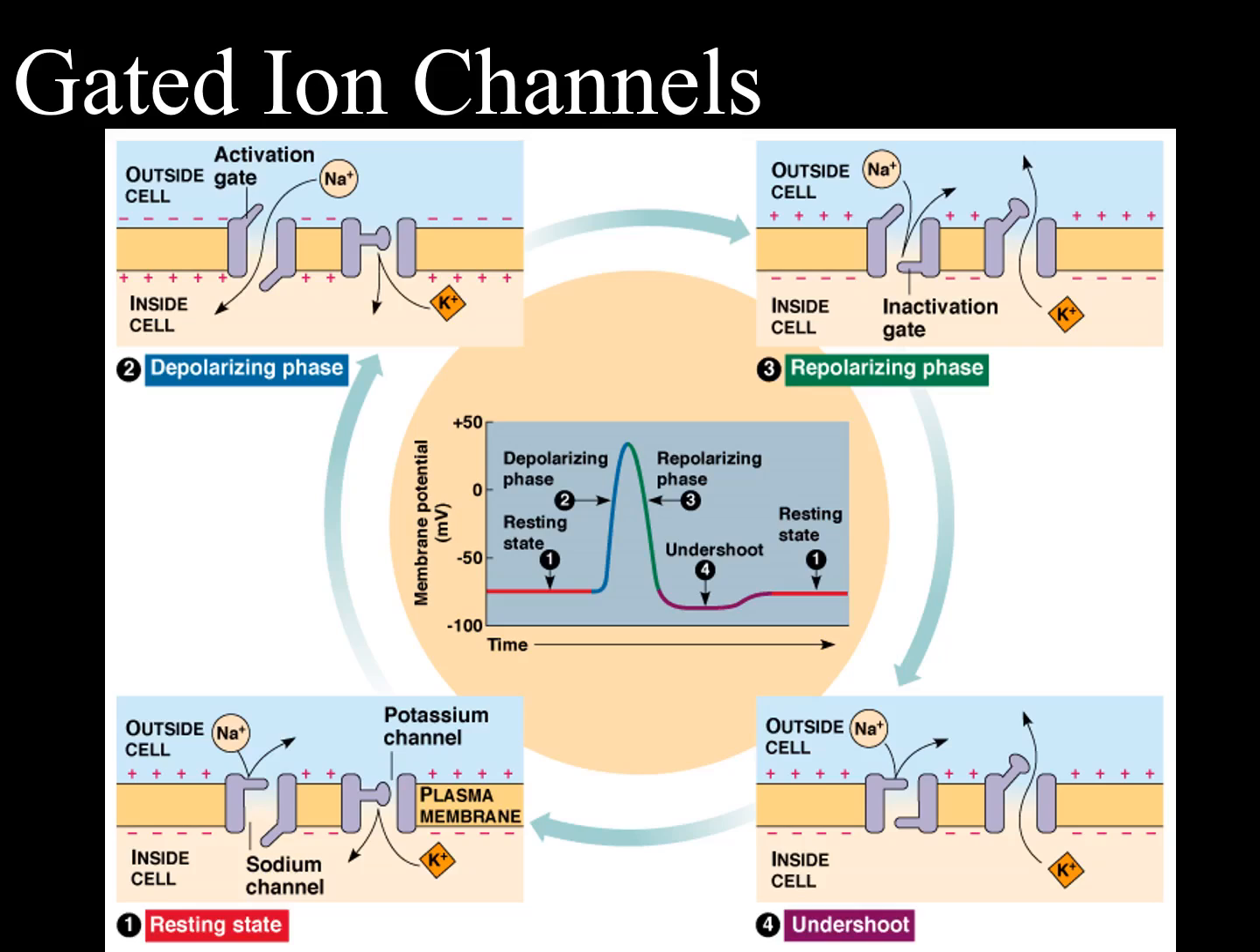The other thing about an action potential is that when an action potential is happening, you can't start another action potential. A neuron can only have an action potential when it's in the resting state. You can't start another one when it's in any of the other phases. It has to be back in the resting state for an action potential to happen.